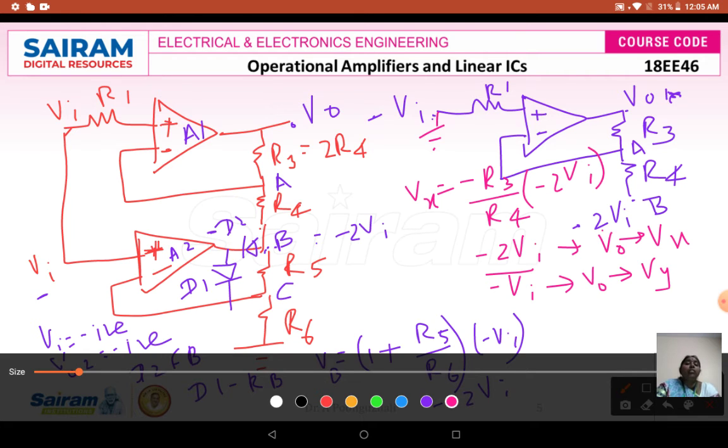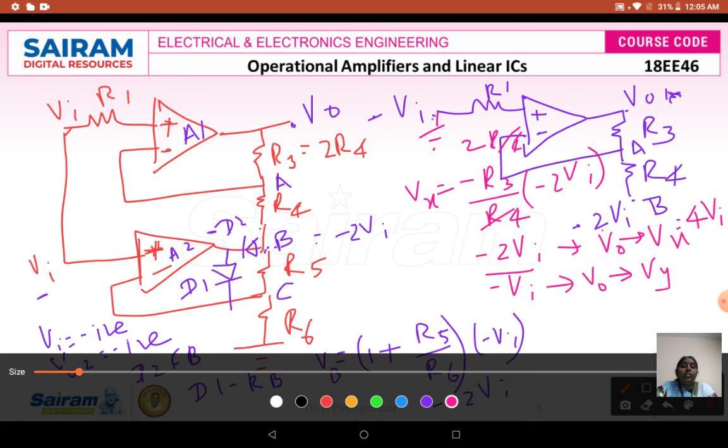So here R3 is nothing but 2 times of your R4. So what I can do, this R4 and R4 get cancelled, this minus and minus get cancelled. So my Vx is going to be, minus into minus is plus, 4 Vi. So my Vx is going to be 4 into Vi.